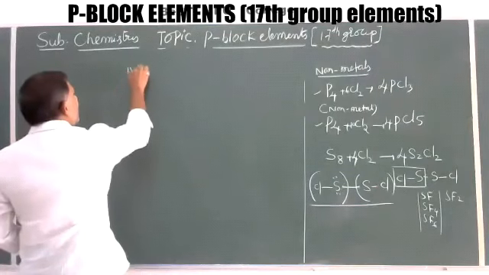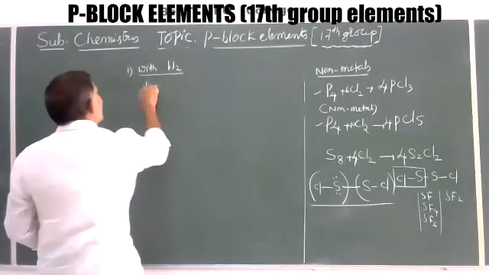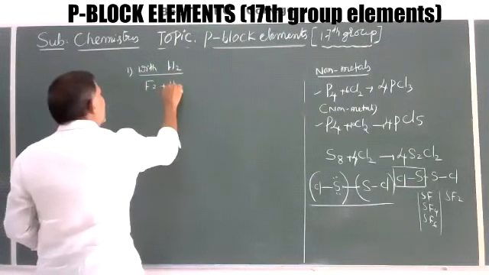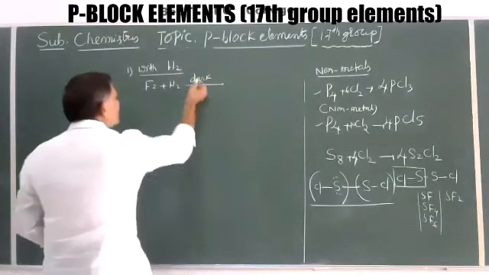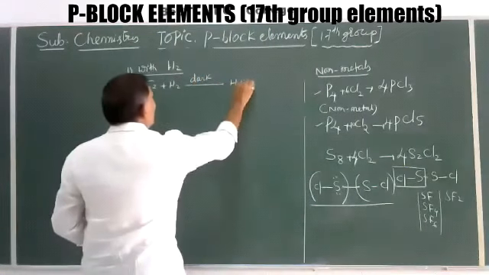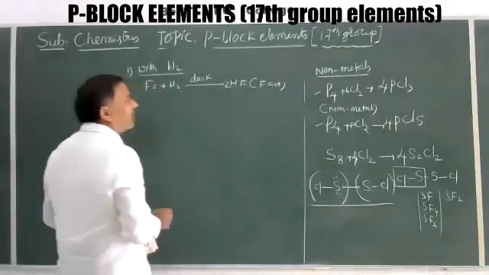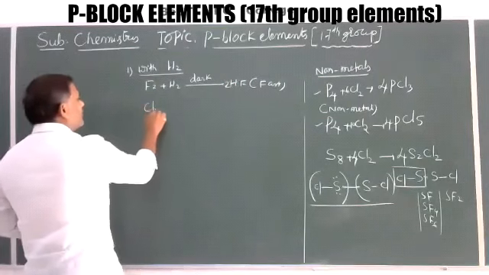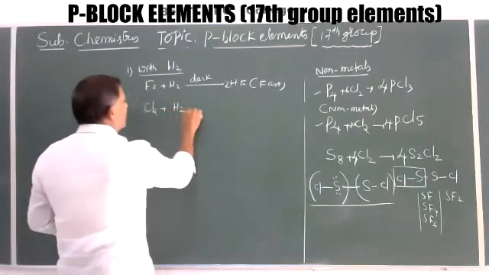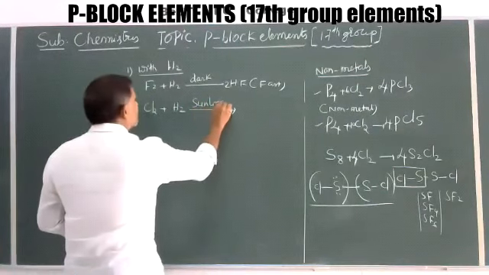Now with hydrogen, fluorine directly reacts with hydrogen in the dark or in sunlight, giving hydrogen fluoride. The reaction is a fast reaction. But here we are discussing chlorine, which reacts with hydrogen in the presence of sunlight, not in the presence of dark.